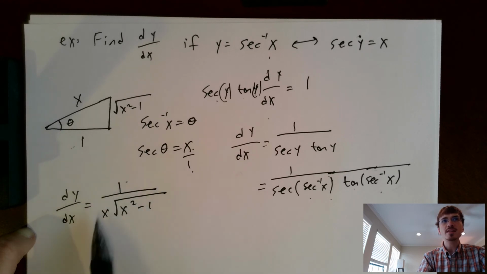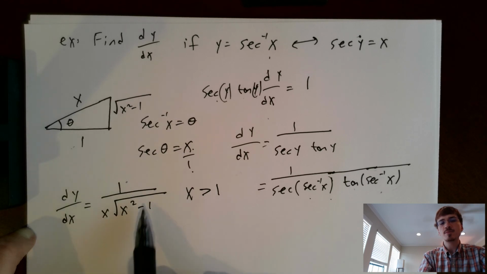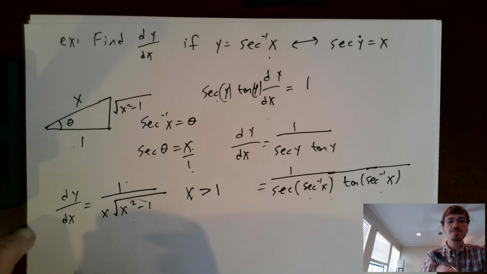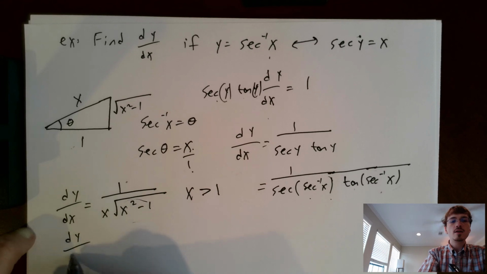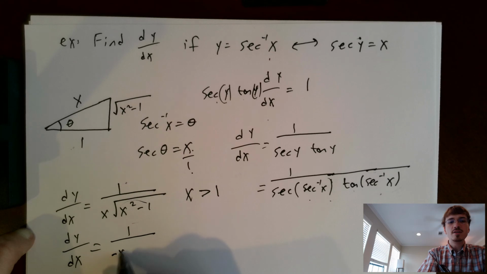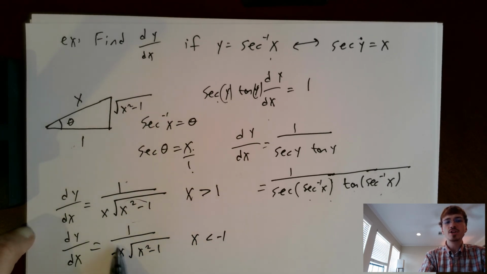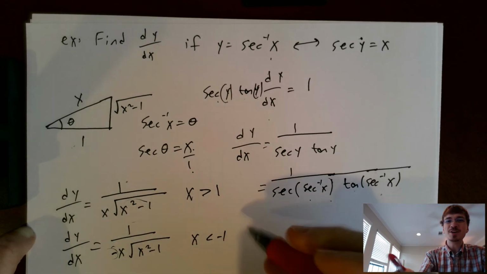So dy dx is equal to this quantity whenever x is strictly bigger than 1. Right? That's your domain restriction in the bottom. And by a similar argument, dy dx will have to be 1 divided by negative x square root x squared minus 1, where x is less than negative 1. Yeah, if x was negative, you would have a negative that pops out whenever you compute this tangent. So whenever you put this together, what function do we have that is x whenever x is positive, but negative x whenever it's negative? That's an absolute value, right?